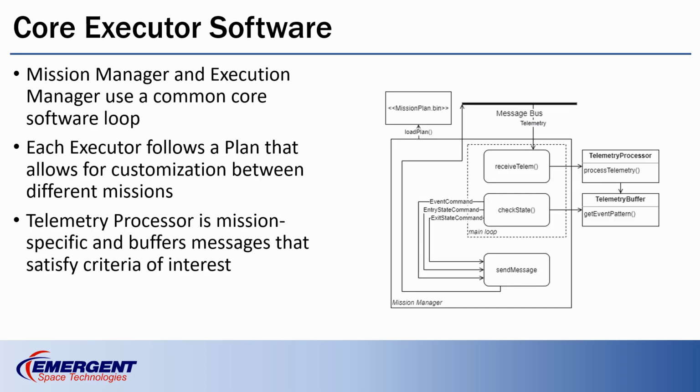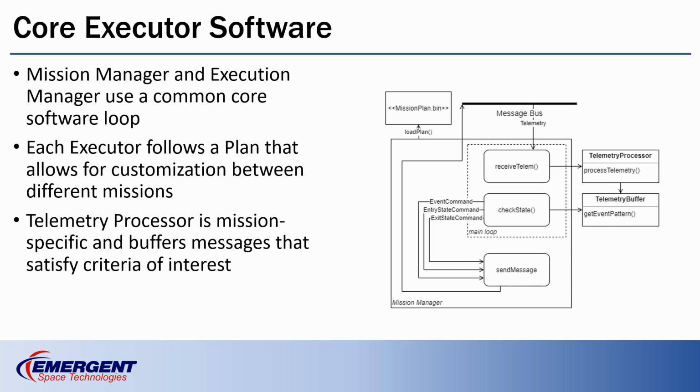Both Execution Manager and Mission Manager have a common core software structure for managing a plan and receiving telemetry. Each executor follows a plan. A plan is simply a binary file that's loaded at startup. The main loop consists of two functions for receiving telemetry and checking to see if a state transition has occurred. When telemetry is received, it's processed by a telemetry processor object.